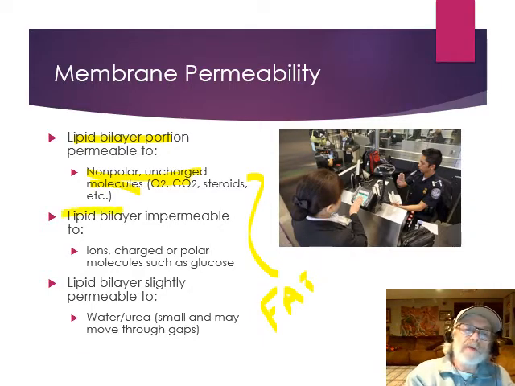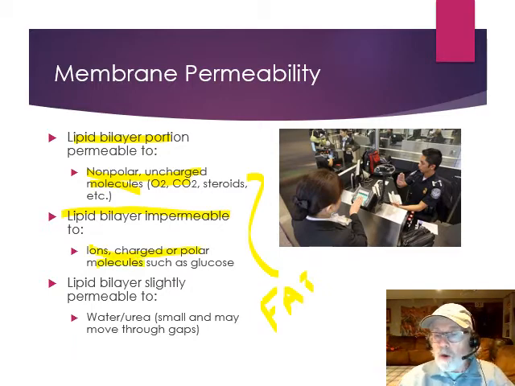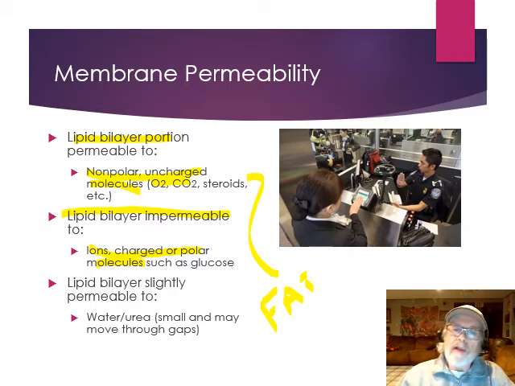The lipid bilayer is impermeable to things like ions or charged or polar molecules. Why? Because again, that charge is sort of irritating. It's not what they want. It's like that guy who keeps on, every time I go I get a shock, and things like glucose.